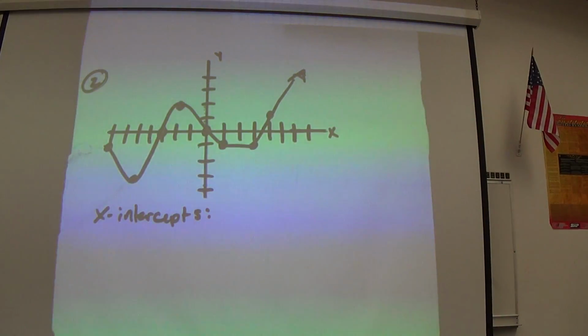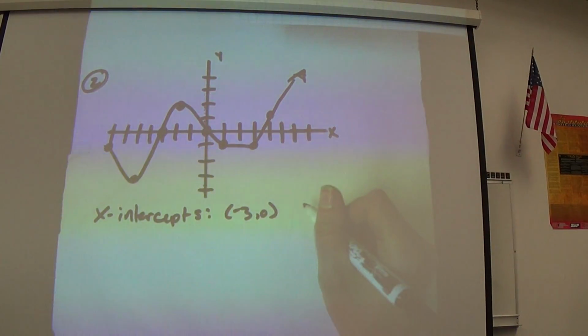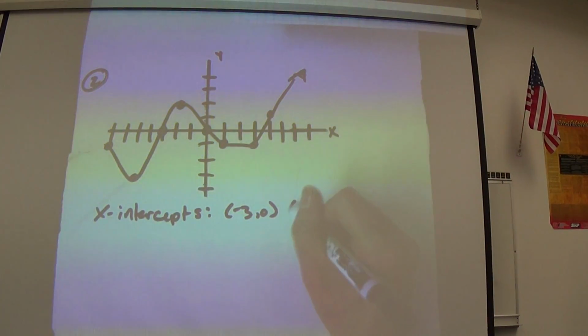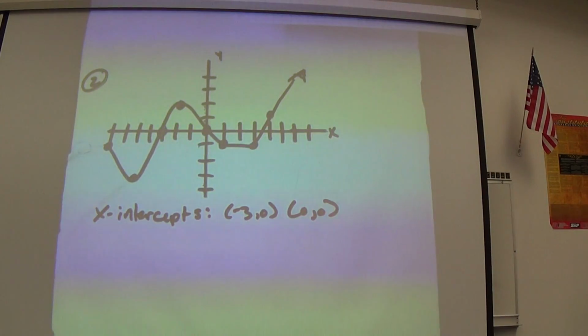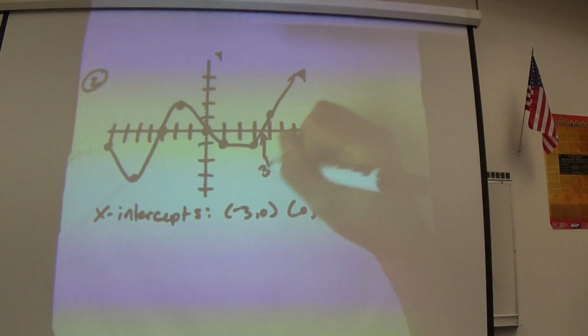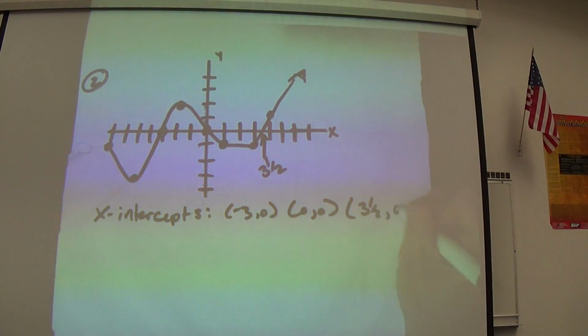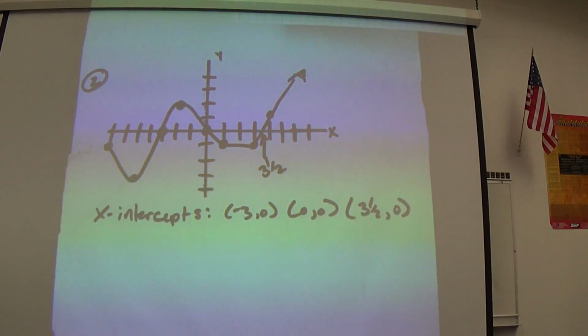Where are my x-intercepts here? -3, 0. Is that the only one? 0, 0. Are those the only two? Yeah, there's another one, right? But you kind of have to guesstimate it. 3.5? Yeah, so this one right here, that's what I would say. It looks like 3.5, so that would be my last one. Sometimes you have to guesstimate them. It's not the perfect solution, but it's all you got.